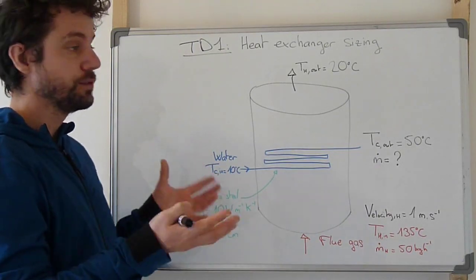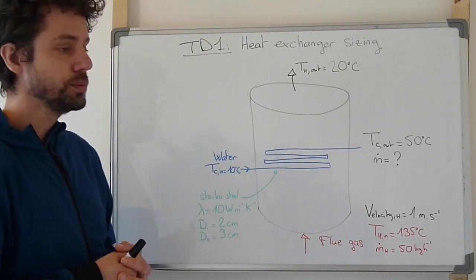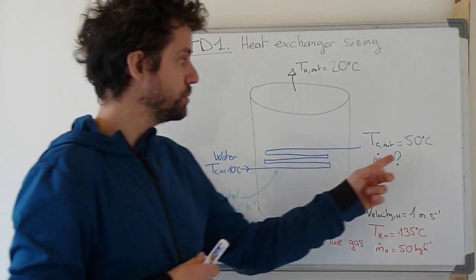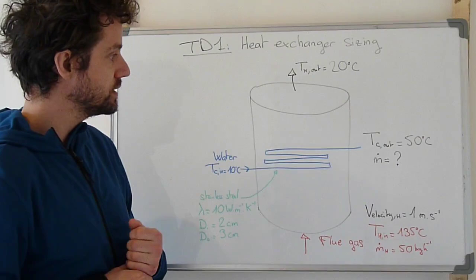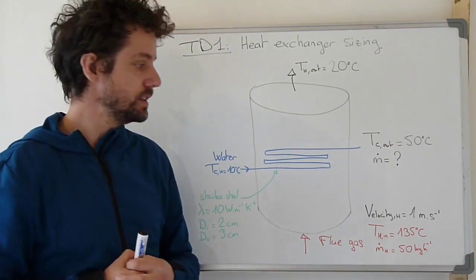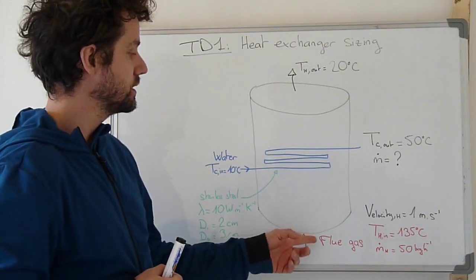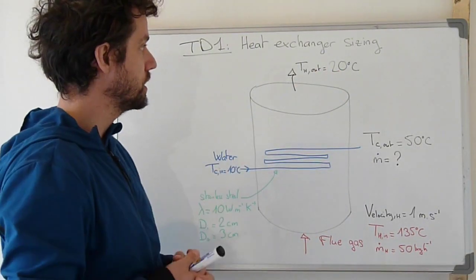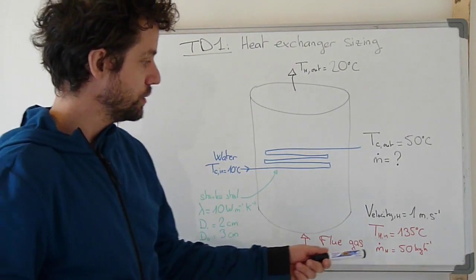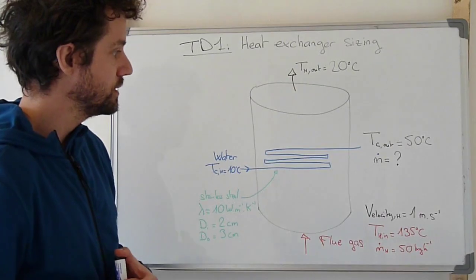So that's the first data we have, and then in order to do the sizing, we will set some objectives. We want to heat up the inlet water up to 50 degrees. So we will try to find what mass flow rate of water is needed. We also want to cool down the hot gas down to 20 degrees in order to recover as much heat as possible. And in order also to do the sizing, we don't only have the mass flow rate of flue gas, but also the velocity of 1 meter per second.